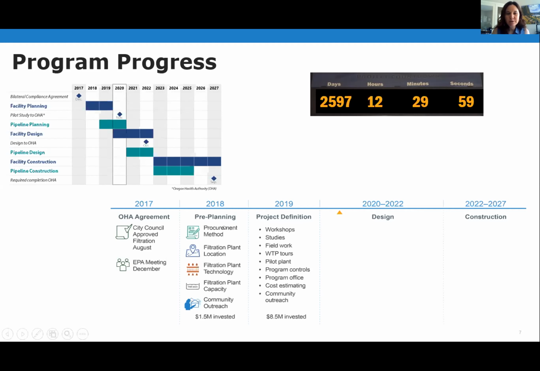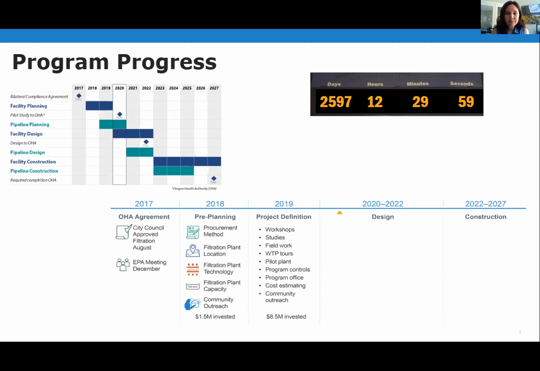So we focused on the procurement method and the filtration plant location, which is our Carpenter Lane site. We're doing granular media filtration. At the time, we were thinking 160 MGD for our filtration plant capacity, and really starting to reach out to our community. 2019, the focus was project definition: a lot of workshops, studies, field work, touring other existing facilities to learn from them and see how their design played out.